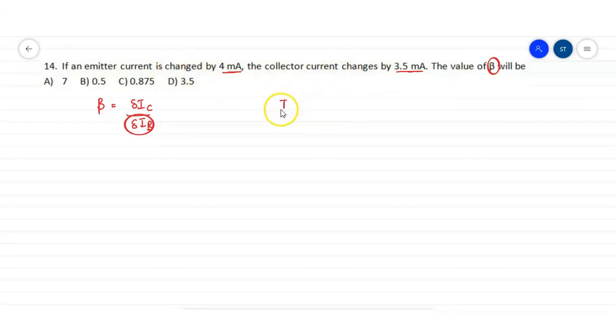So here I am going to take a general relation in transistors, which is emitter current will be equal to base current plus collector current. So if we take the changes, change in emitter current should be equal to change in base current plus change in collector current. We know two of the values here, substitute them.